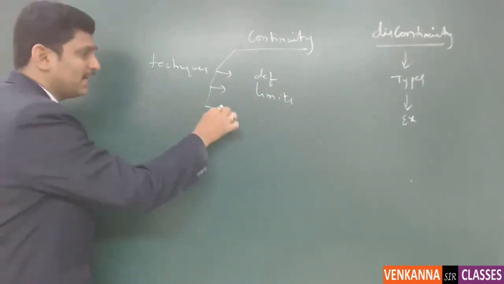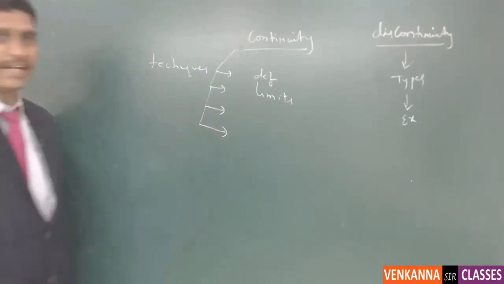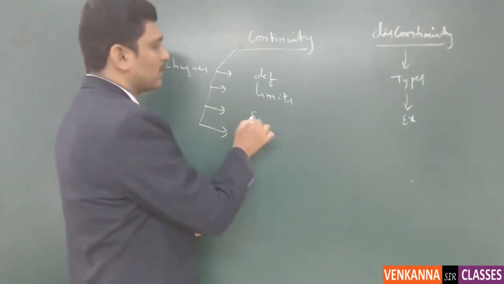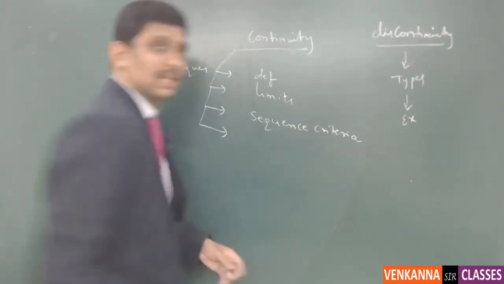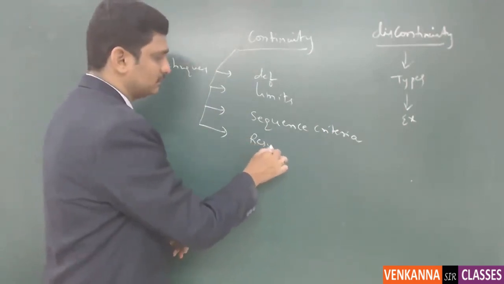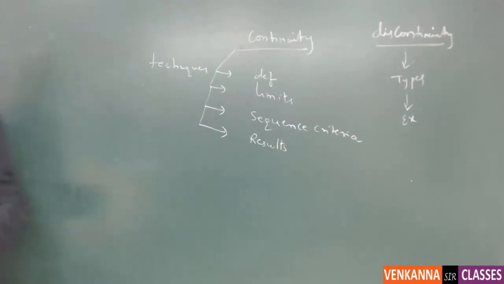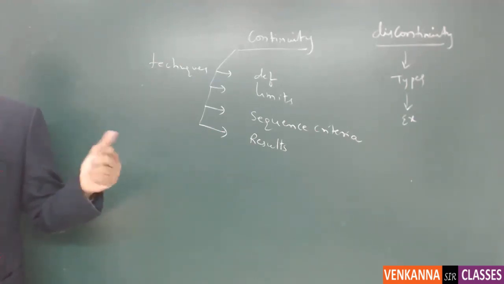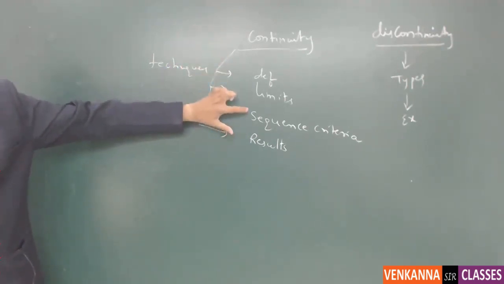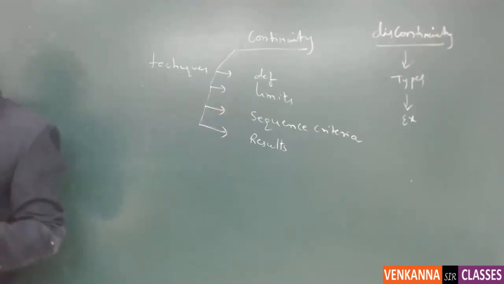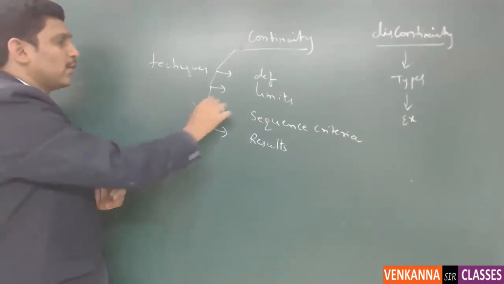We have other techniques, especially 2 techniques. One is a theorem called sequence criteria. Another theorem, results. So based on some standard results, we say that this is a continuous function, this is not a continuous function. And if you want to check whether a function is continuous or not, apart from calculating the limits, definitions, etc., we apply this sequence criteria technique so that we can prove it is continuous or not. That is the whole idea. So these 2 things we are going to discuss on Monday's session.